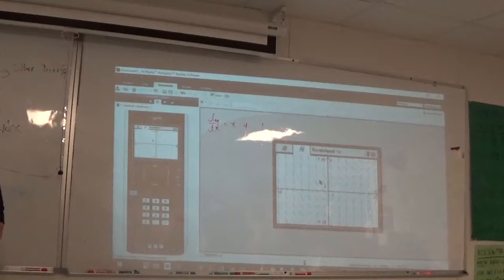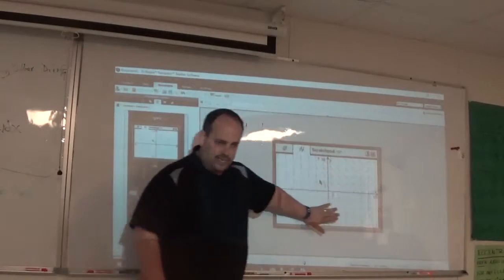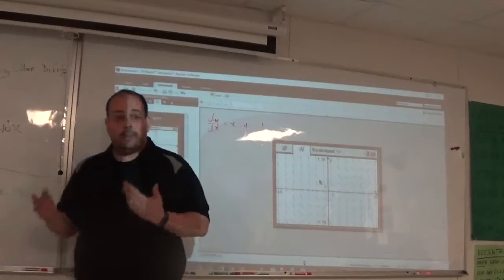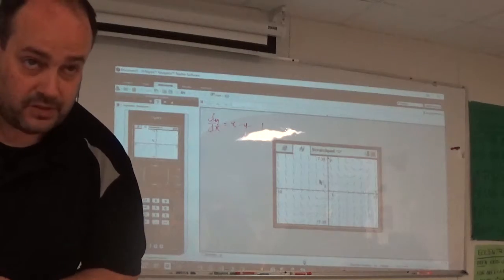Look familiar? This is the slope field that we were just looking at. Now, it's not as precise. It doesn't have as many little tangent lines as the other one did. You could change that if you wanted to. But this is how you make a slope field. I want to show you how to make the solution curves.